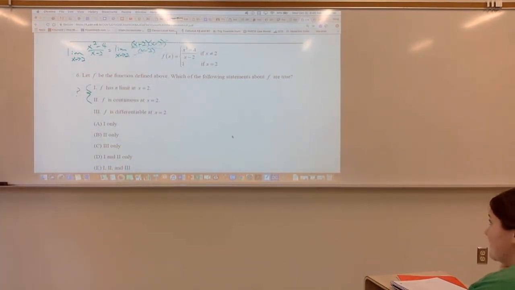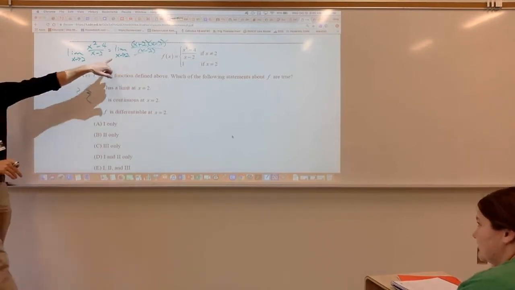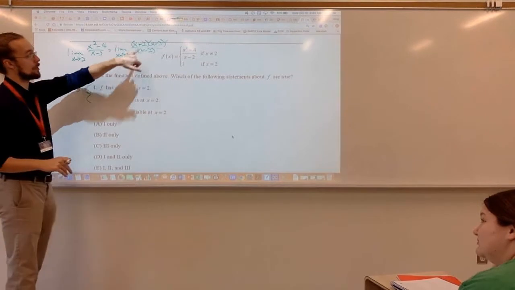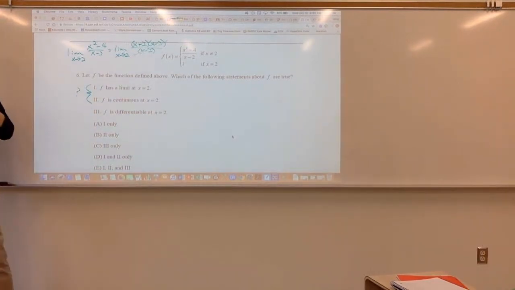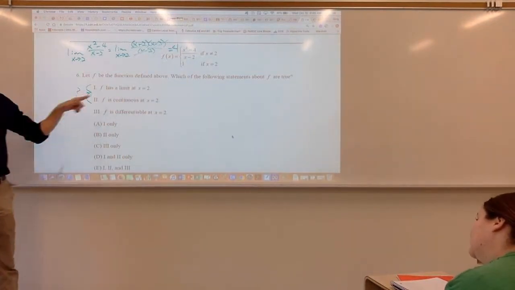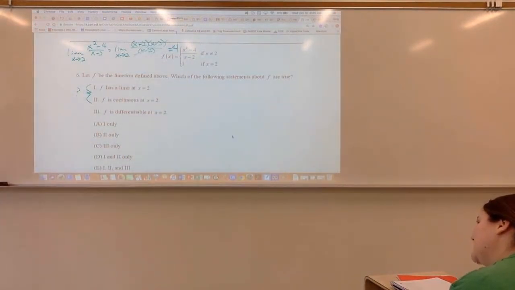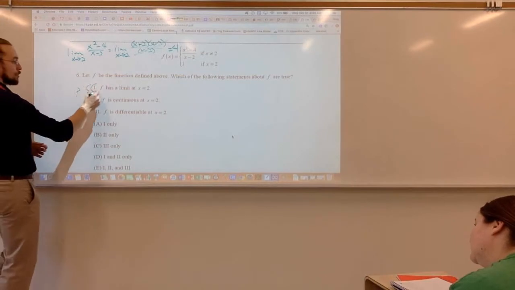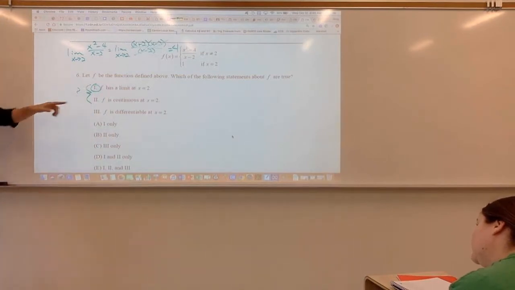Now we are at a point where we can plug in 2, and what do we get that limit to be? 4. So, does f have a limit as x approaches 2? Yes, we just found it to be 4. So that is true. Well, now, how do I figure out if f is continuous?